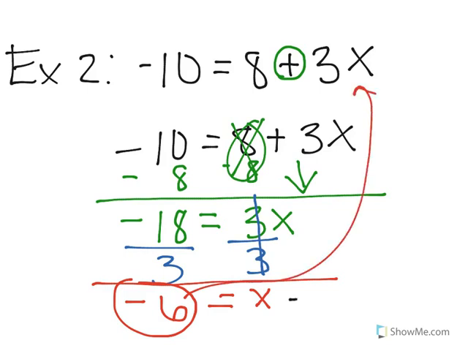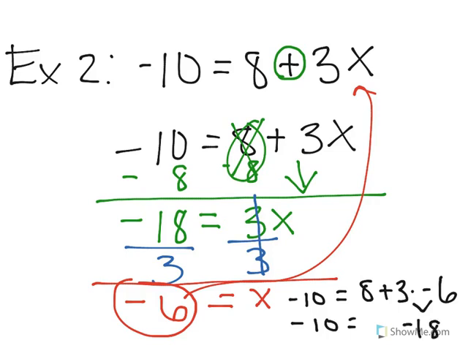I'm going to say, does negative 10 equal 8 plus 3 times negative 10? I'm sorry, not 3 times negative 10. 3 times negative 6. Okay, so I'm going to say, well, does negative 10 equal, now following order of operations, I need to do multiplication first. So I'm going to do this first. So I'm going to say 3 times negative 6 is negative 18. And I'm going to bring down my 8. So does 8 plus negative 18 equal negative 10?